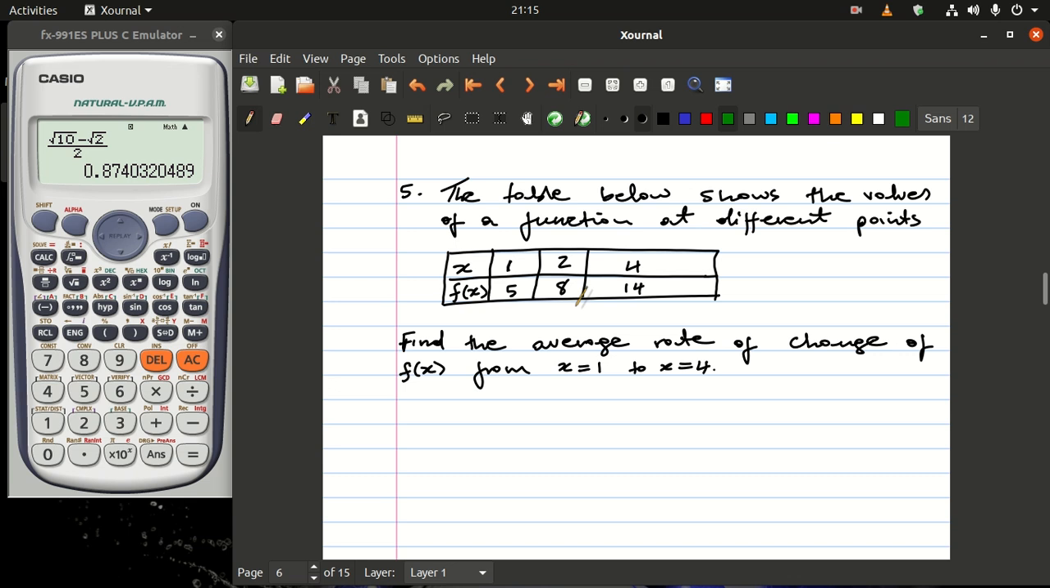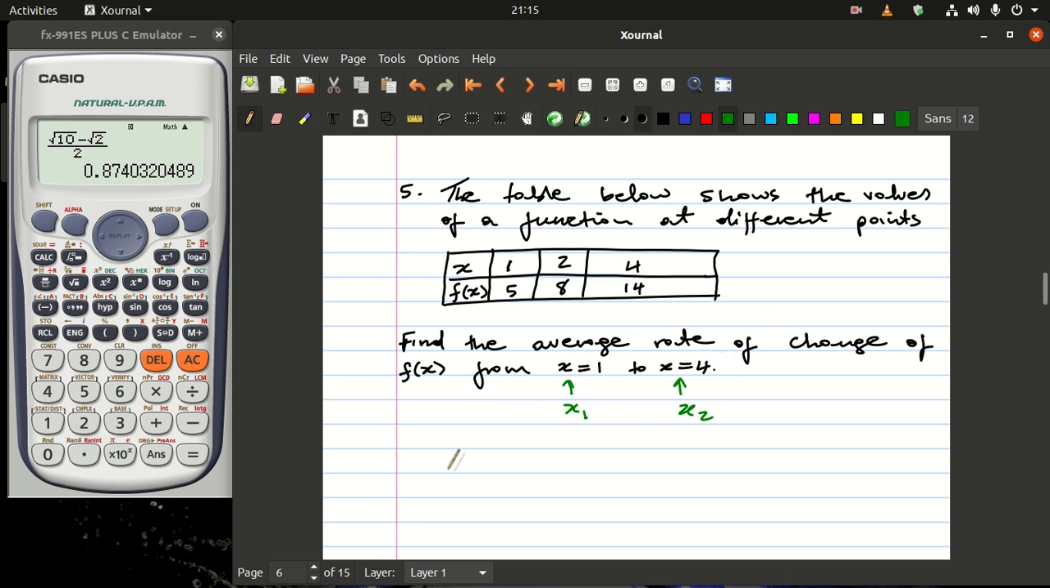Another example would be: the table below shows the values of a function at different points. So we have x equal to 1, f of x is equal to 5; when x is equal to 2, f of x is equal to 8; and when x is equal to 4, f of x is equal to 14. The question is, find the average rate of change of f of x from x equal to 1 to x equal to 4. Now, what this means is that this is supposed to be your x1, this is supposed to be your x2, because it's saying the average rate of change from this to that.